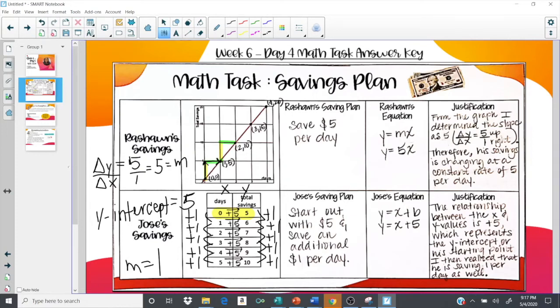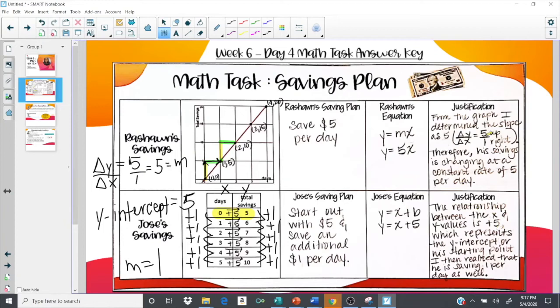So for the justification, again, I just wrote out my thinking process in complete sentences. The relationship between the x and y values is plus 5, which represents the y-intercept, or his starting point. Then I realized that he is saving $1 per day as well. Okay? And that is all for the math task.